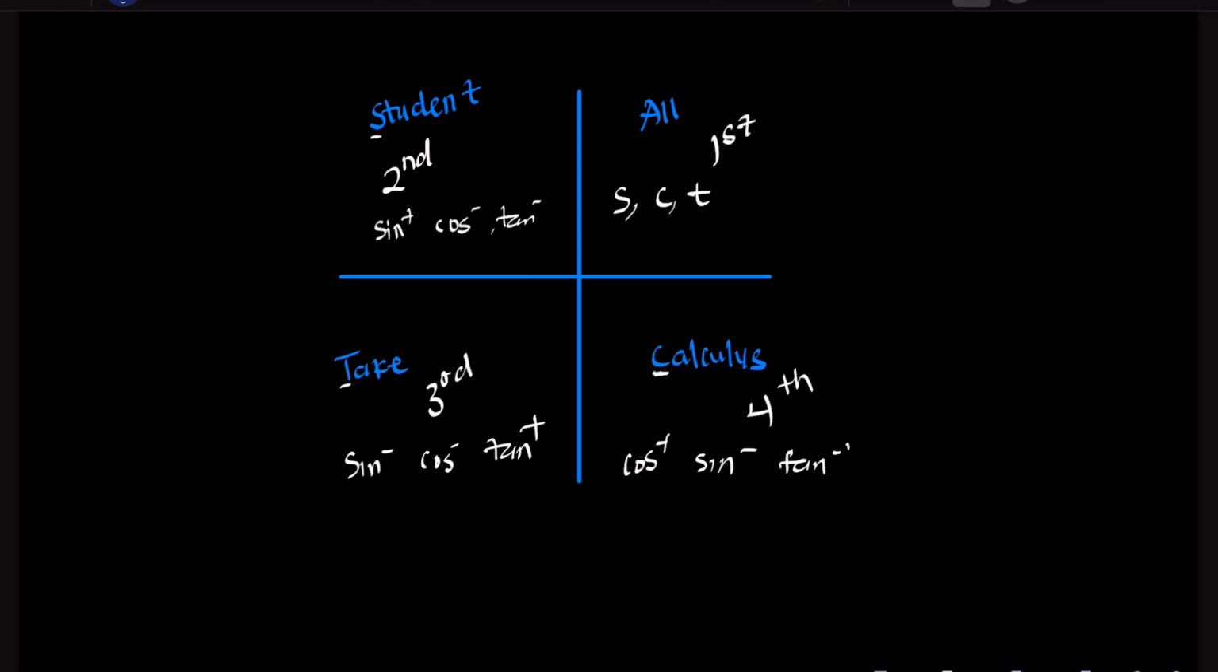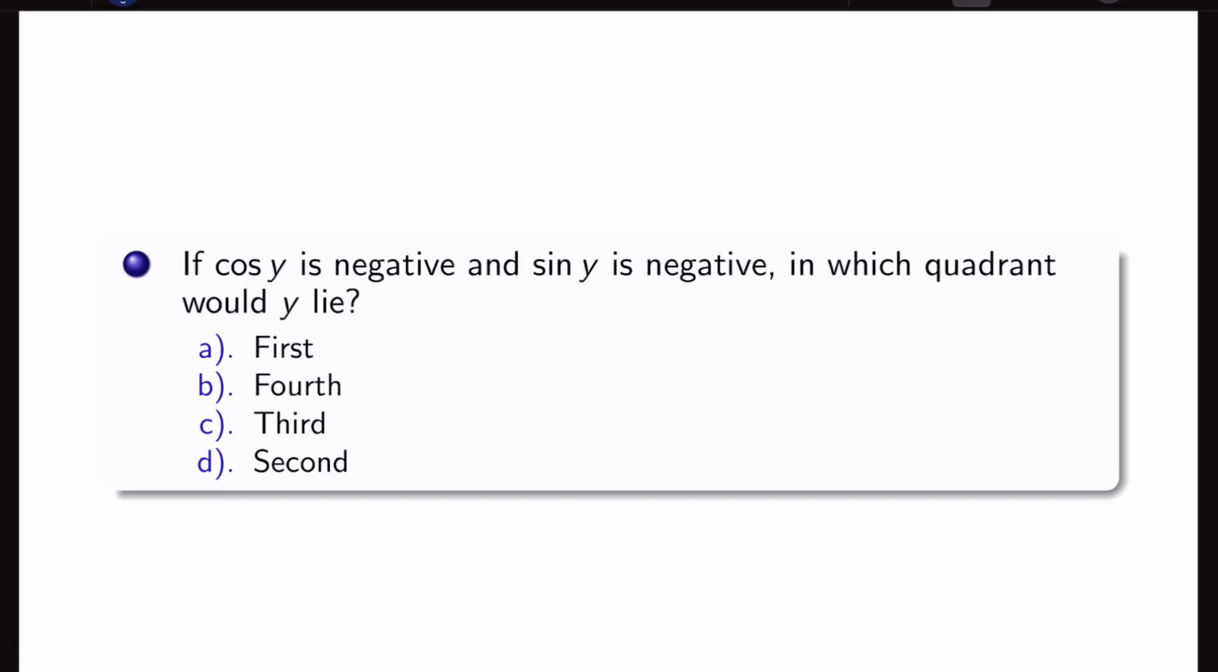In the third quadrant, tangent is positive, and so sine will be negative, cosine is negative, thus tangent is positive. In the fourth quadrant, cosine is positive, and sine is negative, and tangent is negative. Now in the question, we are being told that sine of y is negative and cosine of y is negative. So the only portion in which sine is negative and cosine is negative is the third quadrant. So thus y will lie in the third quadrant. And so the correct option is option C.